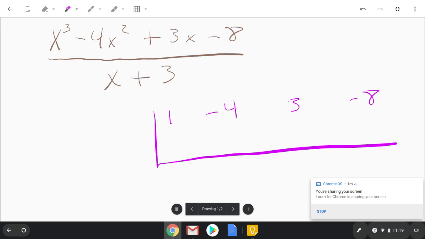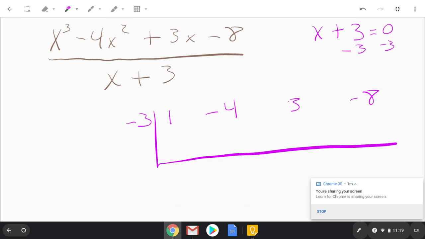All right, now here's the difference. The number that goes on the outside is not a 3 or a 1 or anything like that. It is going to be a -3. Where we get that is we take the x plus 3 part, and you can think of it as putting the opposite number out front, but we're actually setting that equal to 0 and then solving. So, -3 from both sides, and you get x equals -3. And that is your number that goes on the outside here.